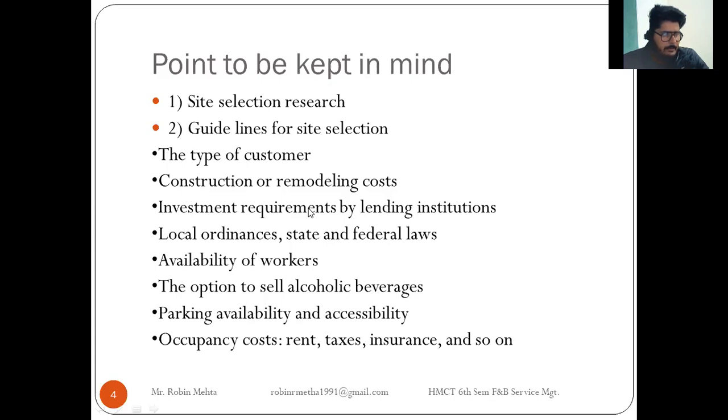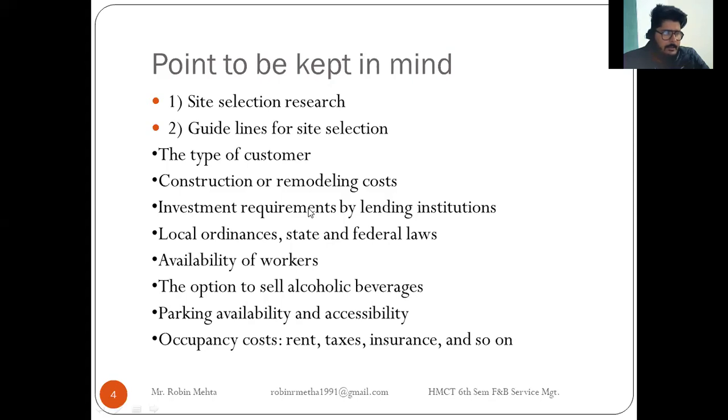Parking availability is very important these days, because all the people have cars at their home. Approximately everyone has at least one car. So you have to check that also, how much parking availability there is over there, and what the accessibility is there.